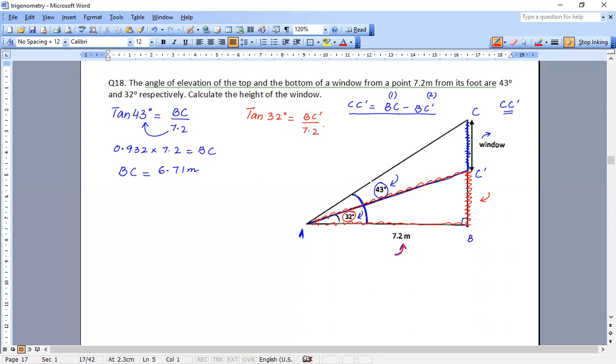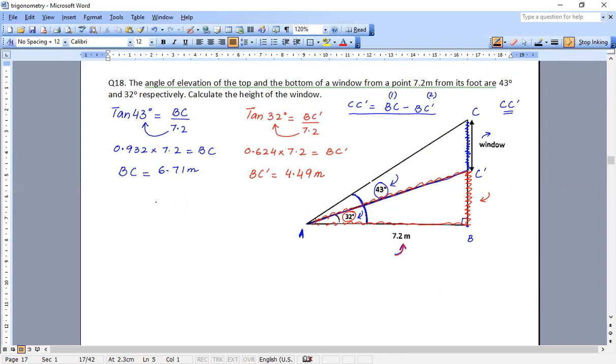If I have to find the value of BC dash, I'll move 7.2 over here and multiply by tangent 32. Tangent 32 is 0.624, so I'll write 0.624 in place of tangent 32 and then multiply with 7.2. Let's multiply this with 7.2, so 4.49. BC dash is equal to 4.49 meters.